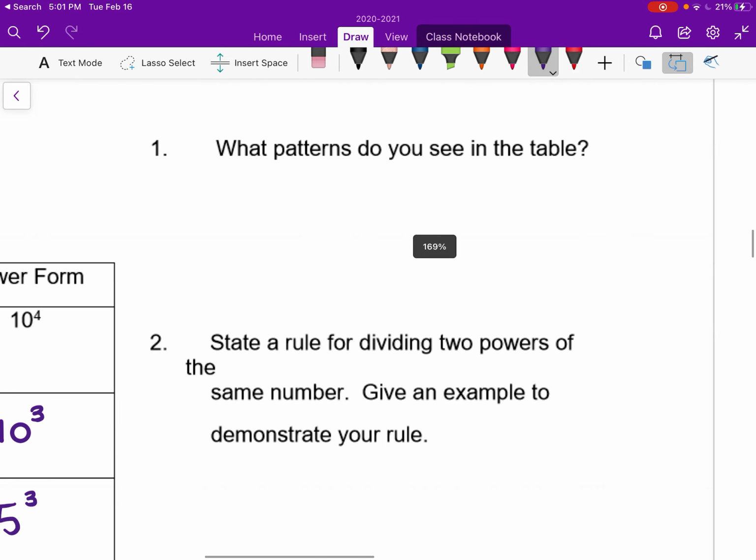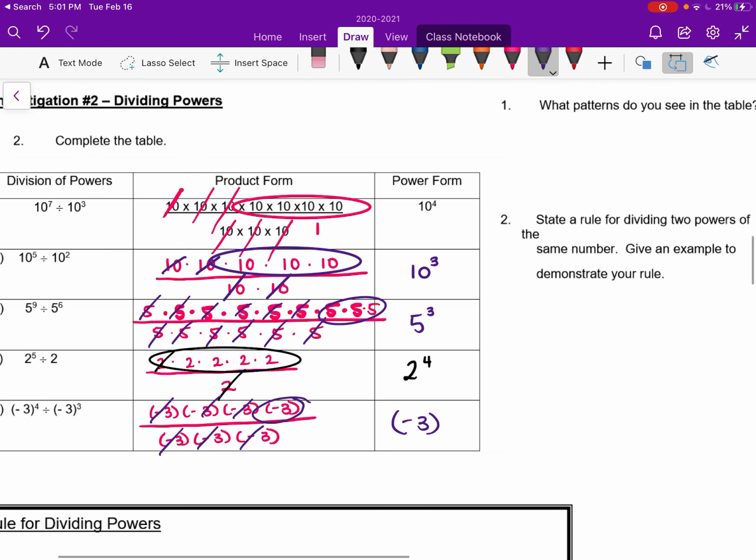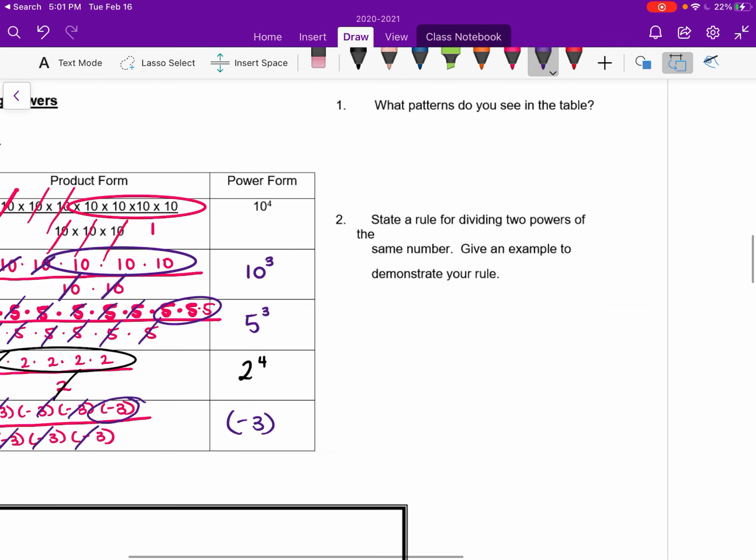Right, so what patterns do you see in this table? If you look at this, 10 to the power of 7 divided by 10 to the power of 3 is left with 10 to the power of 4. 10 to the power of 5 divided by 10 to the power of 2 is left with 10 to the power of 3. 5 to the power of 9 divided by 5 to the power of 6 is left with 5 to the power of 3, right? So you're starting to notice that you can just minus the powers, right? So what patterns did you see?